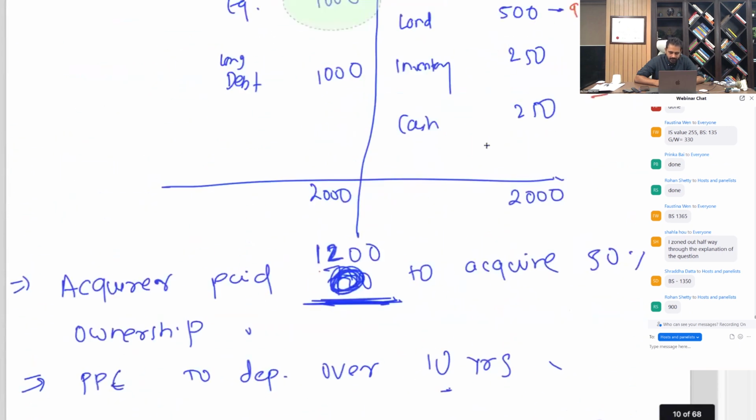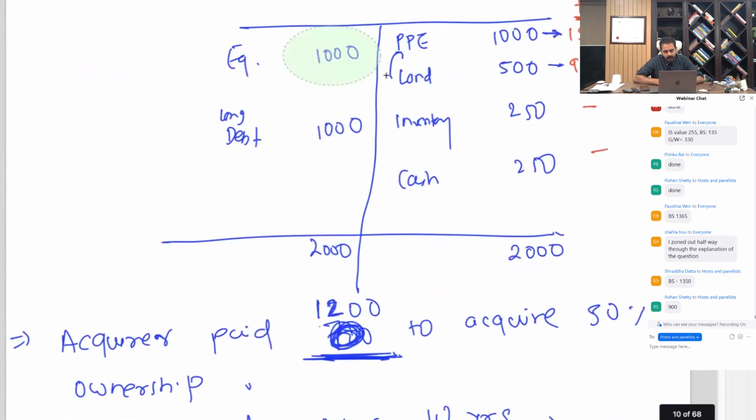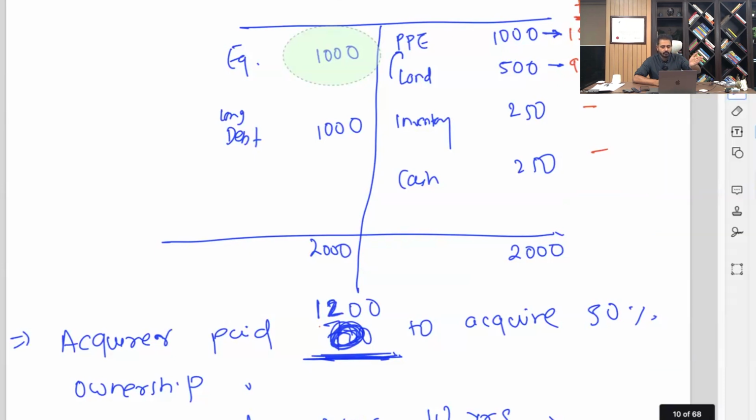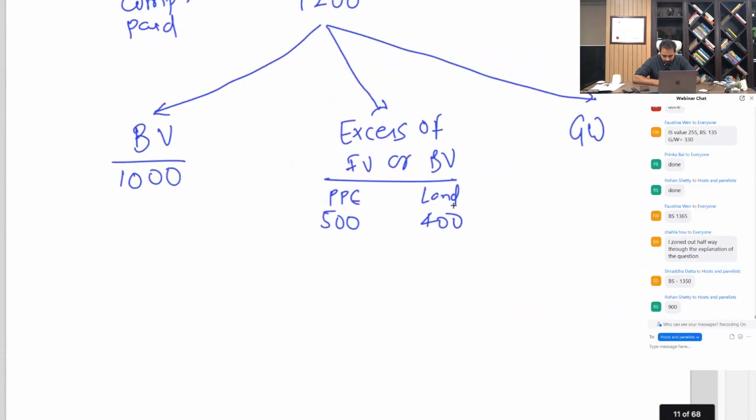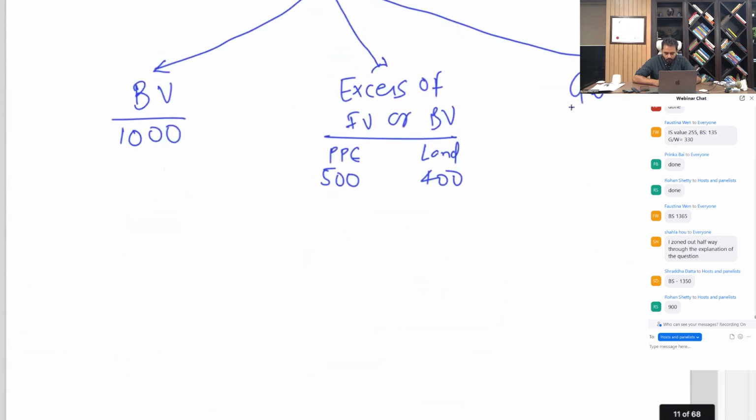Now, what they will do on the exam, typically land also is a part of PP, right? Here I gave it to you differently. What they'll give you on the exam is they will say, hey, total PP originally is 1500. Excess of fair value over book value is 900, which is made of 500 for PP, 400 for land. That means this will be combined together. So you need to divide this into 2 parts and then goodwill.